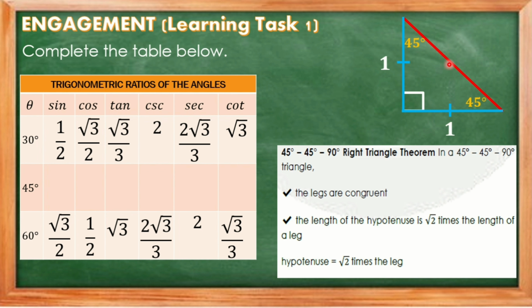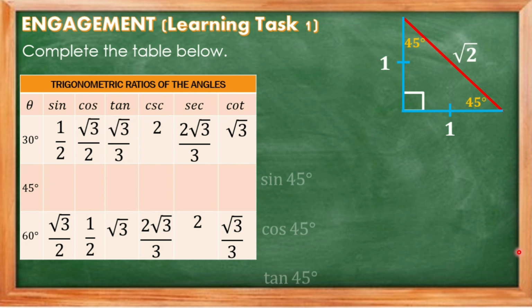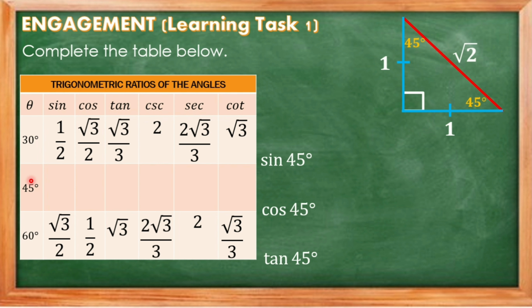Tapos, yung measurement naman ng hypotenuse is the square root of 2 times the length of a leg. Okay? So, ibig sabihin, dahil ang leg natin ay 1, so 1 times the square root of 2 is the square root of 2. So, yun yung hypotenuse natin. So, unahin muna natin sagutan yung primary trigonometric ratios ng 45 degrees angles. So, kunyari, ito na lang yung reference angle natin. So, kung ito yung reference angle natin, ito yung magiging opposite niya, tapos ito naman yung magiging adjacent. And of course, ito yung hypotenuse natin.